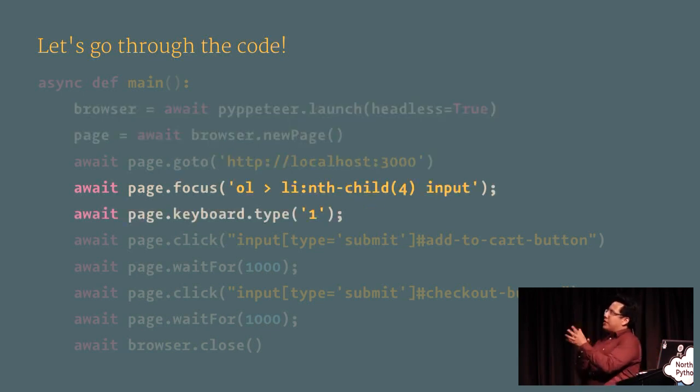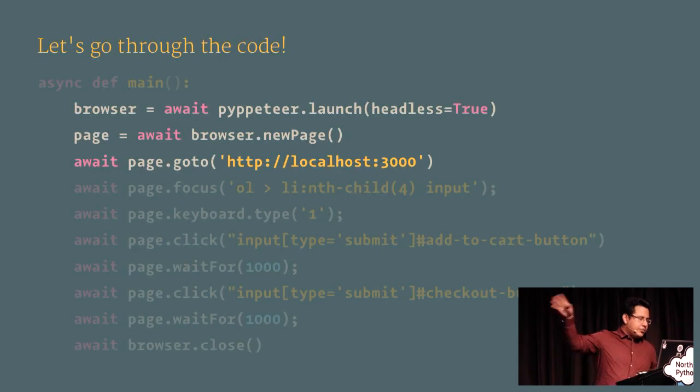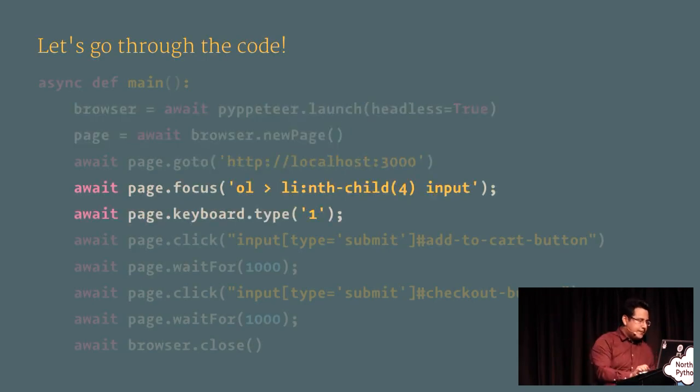Here, it's embodied that we are depending on the layout, because the thing on the right side is a CSS selector. So we're telling it, go to the order list, that's OL, and then inside of that, show me the fourth list item, and then go into the input element inside of it. So this means that if we were to change our pizza menu, we would basically not be doing what we want to be doing. This is one of the limitations of using normal web scraping. Here we see how we type 1, just like the user did.